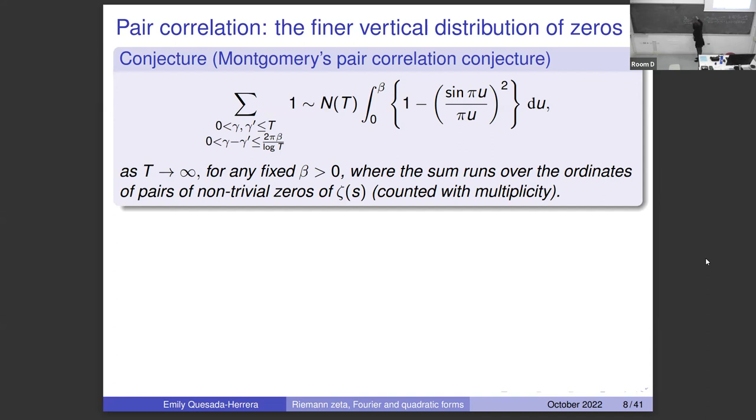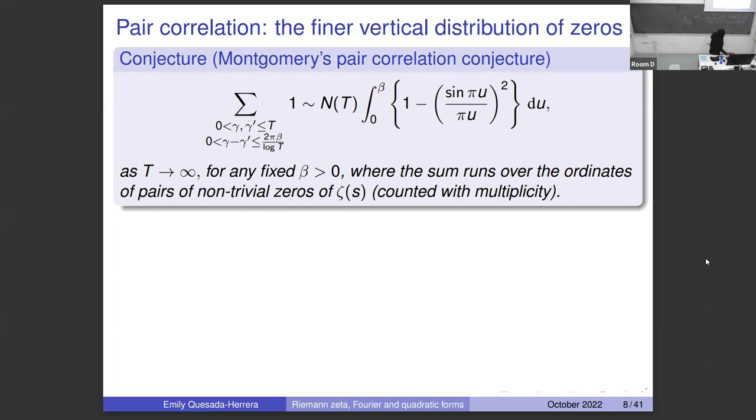should be beta times the number of zeros. But this is not the case. They are not distributed like uniform random points. We have this factor, sine of pi u over pi u squared, giving us this formula. So they're distributed in a different way. And this is what Montgomery said.